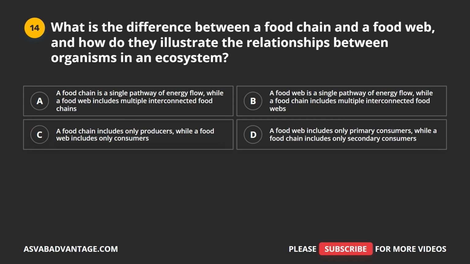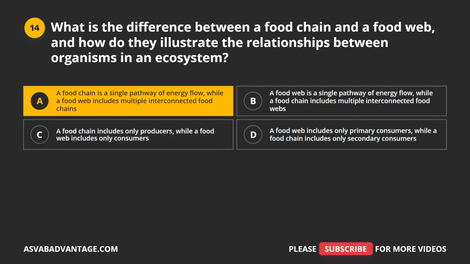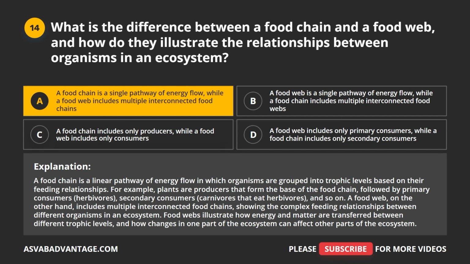The correct answer is A. A food chain is a single pathway of energy flow, while a food web includes multiple interconnected food chains. A food chain is a linear pathway of energy flow in which organisms are grouped into trophic levels based on their feeding relationships. For example, plants are producers that form the base of the food chain, followed by primary consumers, herbivores, secondary consumers, carnivores that eat herbivores, and so on.